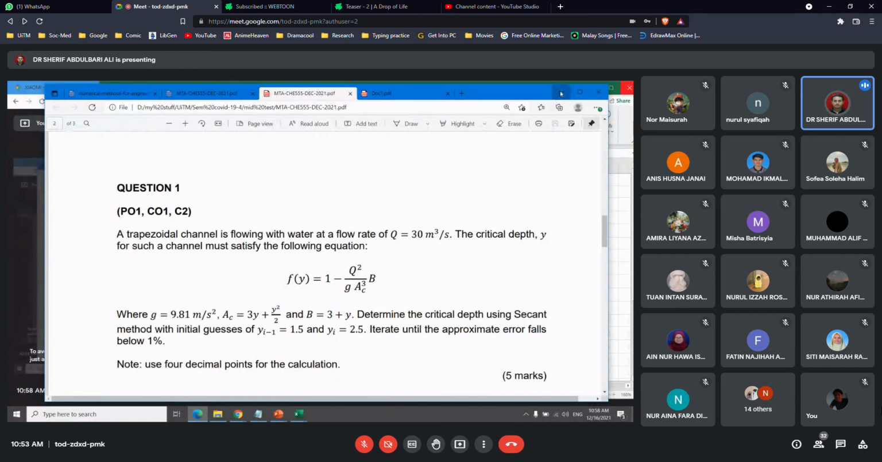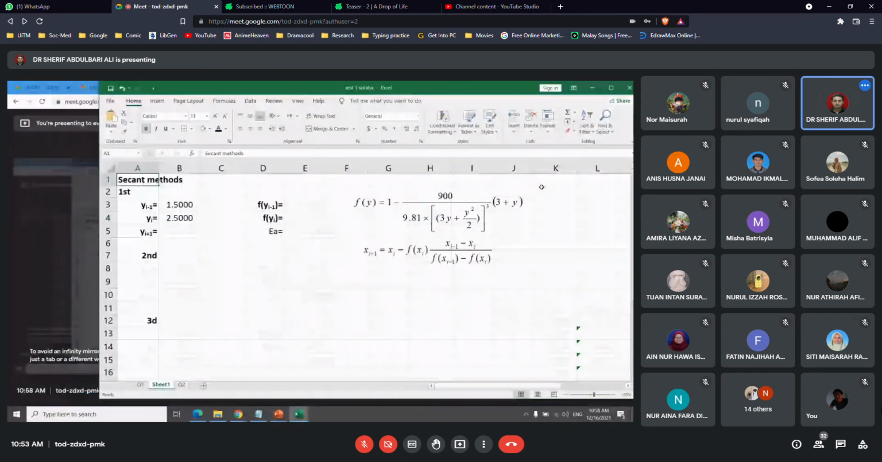First, you are going to make your equation. This is your equation here. This is the function: 1 minus 900 over the gravity 9.81 times the value of A_c. Don't forget it's cubed in here, times 3 plus y. These are my initial values of 1.5 and 2.5. Now I need to find what this function is equal to when y is equal to 1.5. Would you please use your calculator and calculate what the answer is going to be here? Take your time. When y is equal to 1.5, the answer of these two.